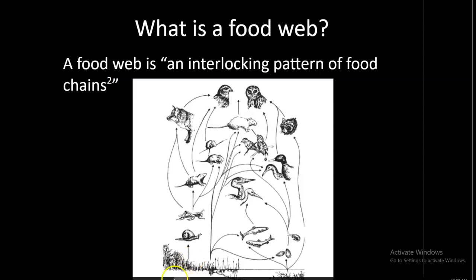Now, more than one species eats this, right? So in this case, I have this snail, and I have these fish, and I have these little insects here. And so if I look above, I see that when I go here, I have these little fish, right? And these fish are going to be eaten by these birds. So you're looking to see where the energy is being transferred.